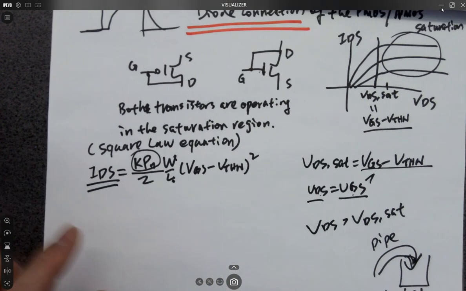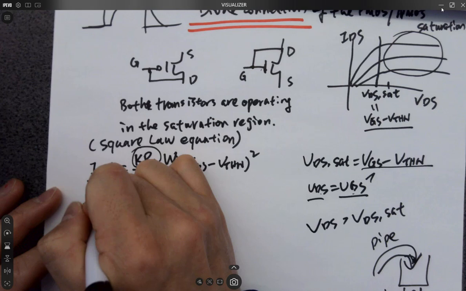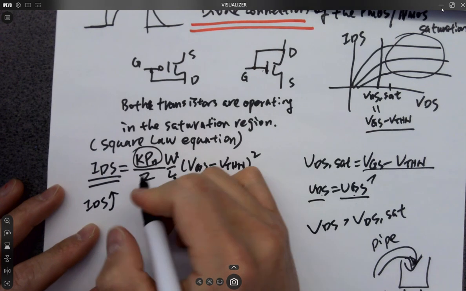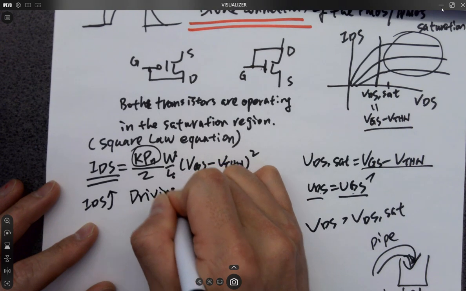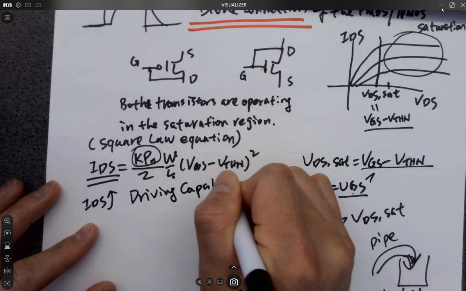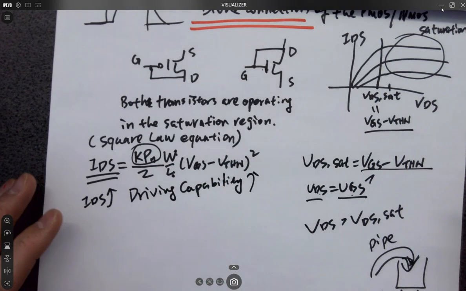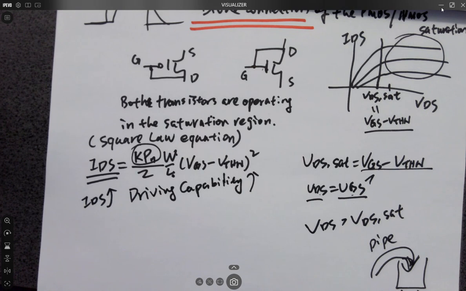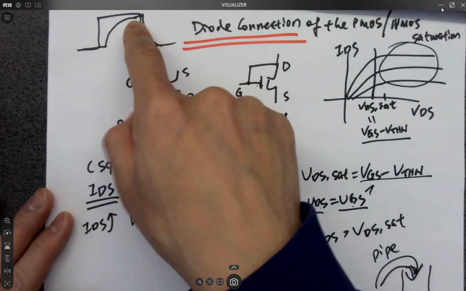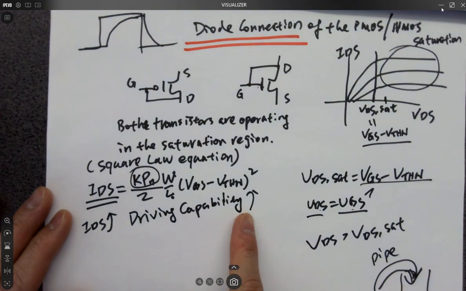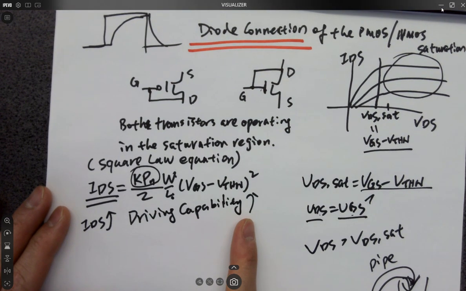So in that case, higher current means a bigger or stronger driving capability. It's able to drive a larger scale of circuit with a lot of parasitic capacitors and resistors in there. So bigger, larger current represents a stronger driving capability, so it's able to drive a larger scale of circuits.